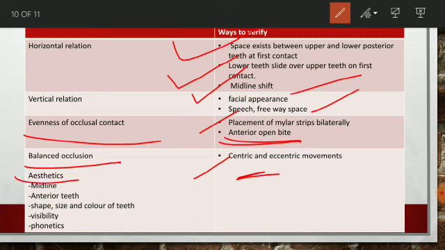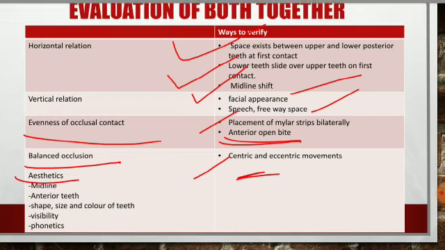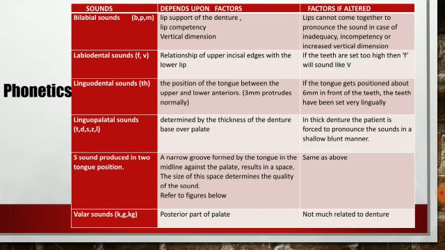Next is aesthetics. In aesthetics, what all things we need to check is midline, anterior teeth, shape, size and color of the teeth, visibility and phonetics. Many of you guys have asked me about the phonetics too, so I have made a small table for phonetics for you guys. You can just have a quick recap of the same.